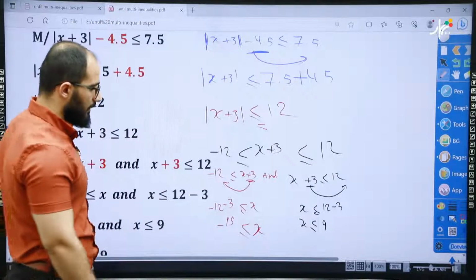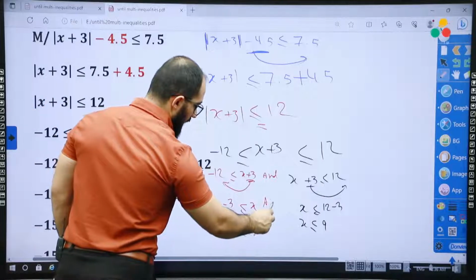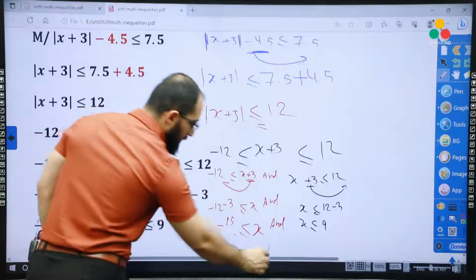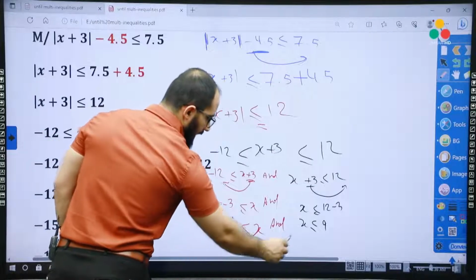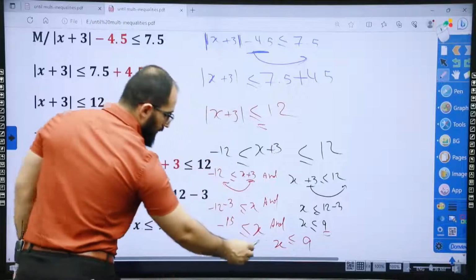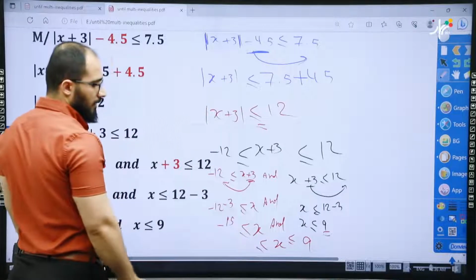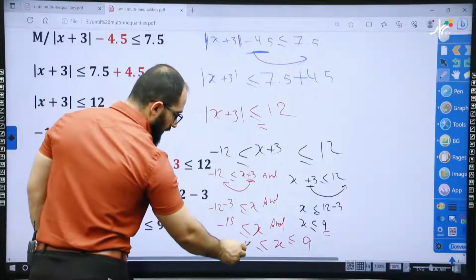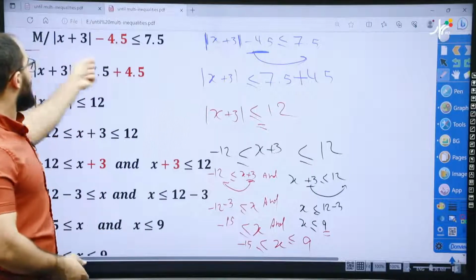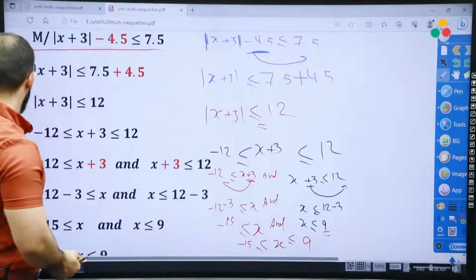So the result is, because we have and, x less than or equal to 9 and also x greater than or equal to negative 15. This is the solution of the inequality.